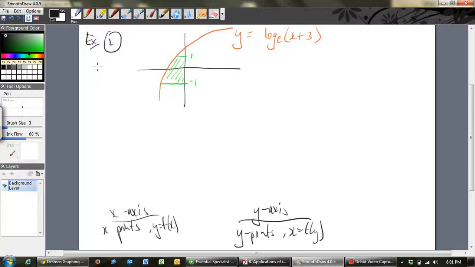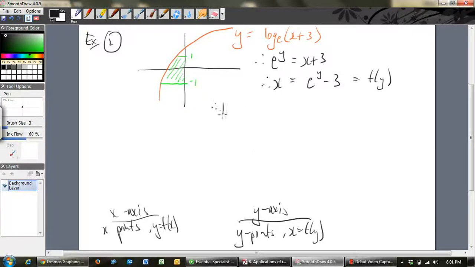So what we need to do is rearrange this. So let's go and do that. Firstly, get rid of this log base e. How do we do that? We raise to the power e. So therefore, e to the power y equals x plus 3. Therefore, x equals e to the y minus 3. And that is our function of y. Okay, so there's our function of y.